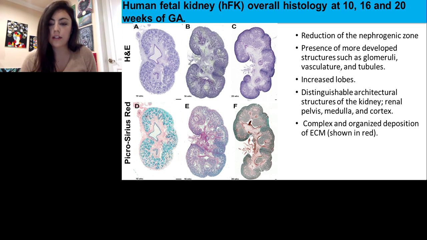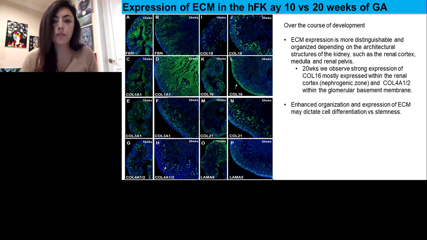medulla, and the cortex. And looking at the picrosirius red in D, E, and F, we could see from D to F that we have more complex and organized deposition of ECM. And this is quite important for the function of the kidney. Moving forward, we also wanted to look at particular fibrous proteins, such as collagens, fibronectin, and laminin alpha 5.